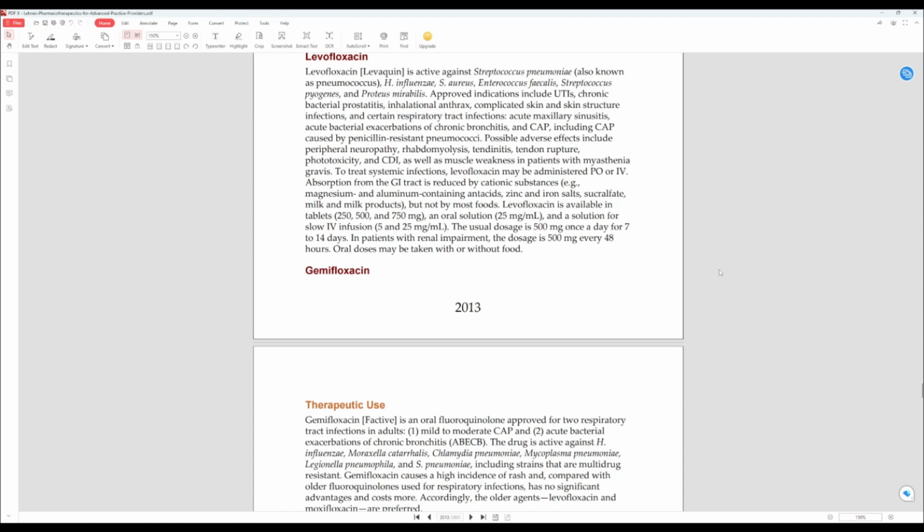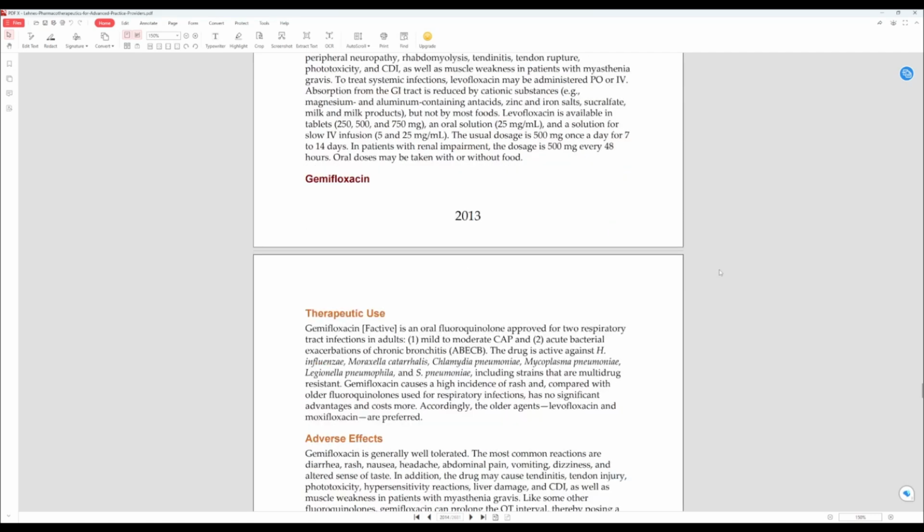Possible adverse effects include peripheral neuropathy, rhabdomyolysis, tendinitis, tendon rupture, phototoxicity, and CDI, as well as muscle weakness in patients with myasthenia gravis. To treat systemic infections, levofloxacin may be administered orally or IV. Absorption from the GI tract is reduced by cationic substances, but not by most foods. Levofloxacin is available in tablet and oral solution and a solution for slow IV infusion. The usual dosage is about 500 milligrams once a day for 7 to 14 days. In patients again with renal impairment, the dosage is 500 milligrams every 48 hours. Oral doses may be taken again with or without food.